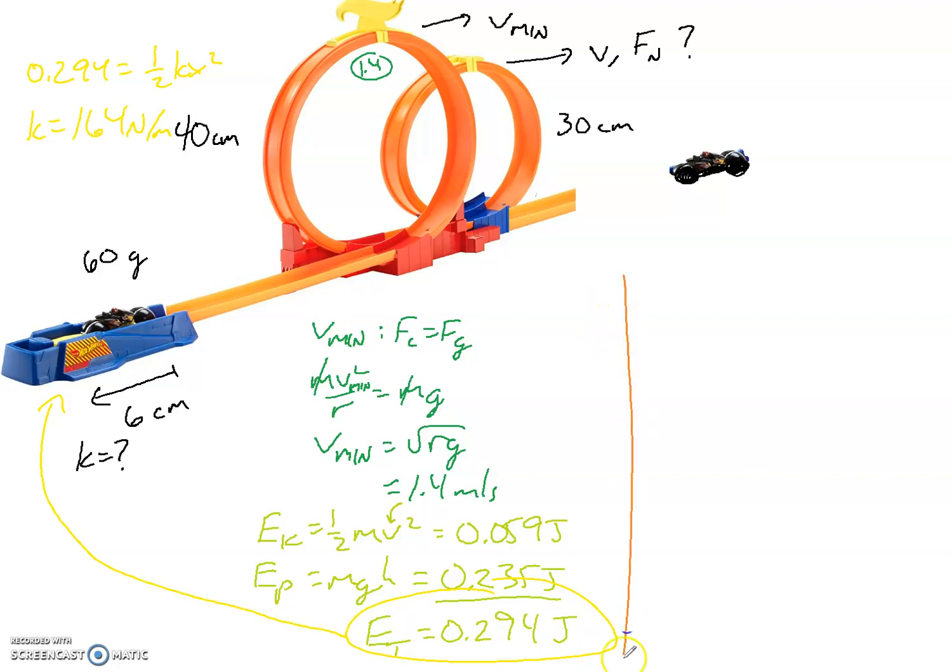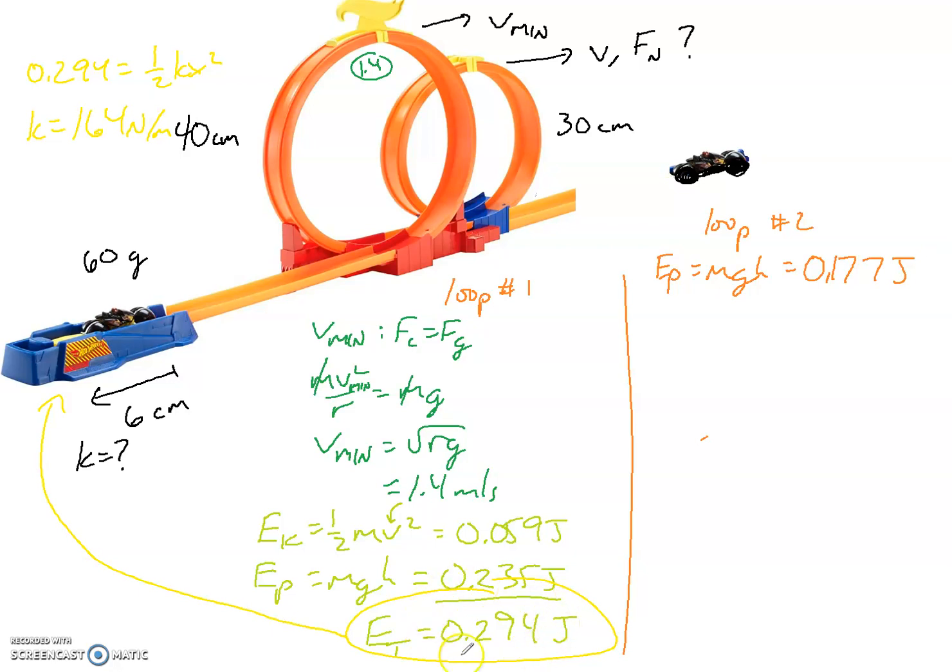So I'm going to look at my second loop. This was loop number 1. Now I'm going to start looking at loop number 2. For loop number 2, I know its potential energy is going to be mgh, and the height will be the 30 centimeters. So I take the 0.06, times it by 9.81, times it by the 0.3 for the height, and I get a potential energy of 0.177 joules. So obviously a little bit less than the potential energy of the taller loop.